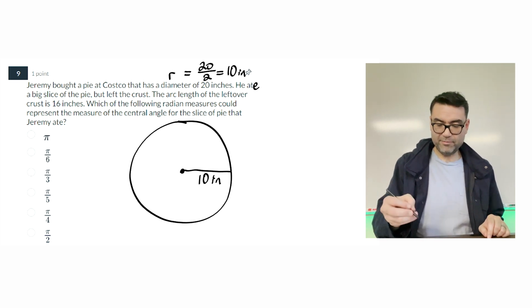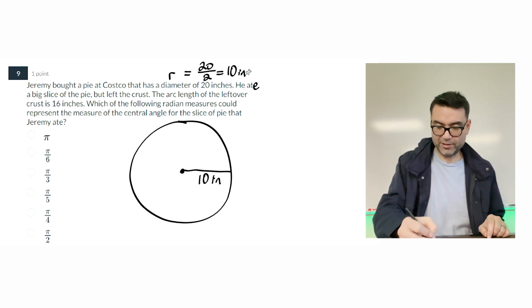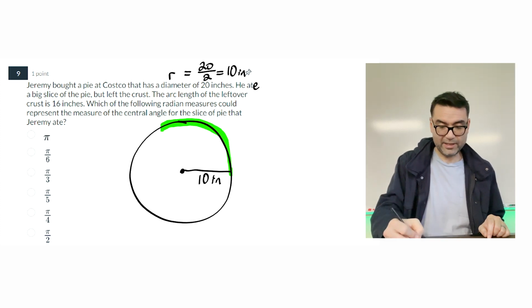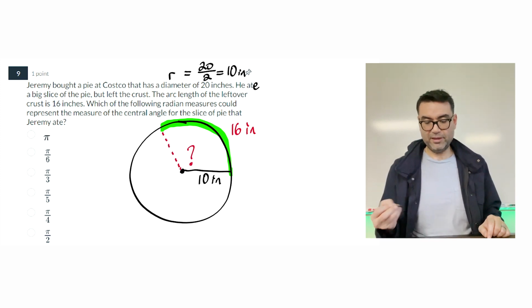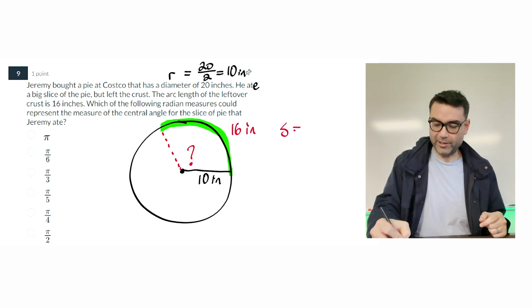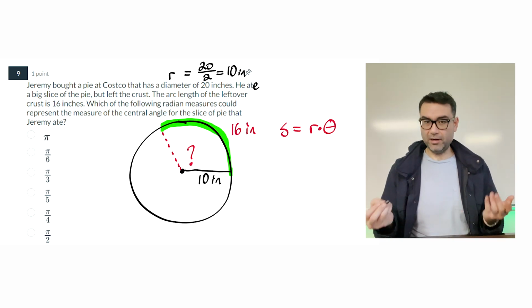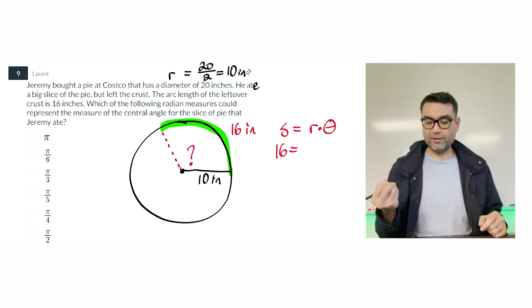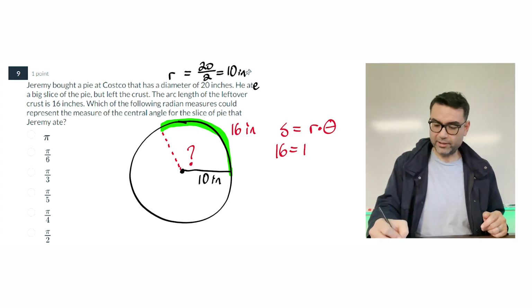So I don't want to assume I know what the angle might look like, but let's just draw an arbitrary angle. Let's say that's how much the crust is left over the slice. So that's 16 inches of crust. So our question is, what would be the angle that would make this situation come true? We're back to our arc length formula, S equals R theta. S is the arc length of the crust, which is 16 inches. We know that the radius is 10 inches, not 20, because you have to divide by 2.